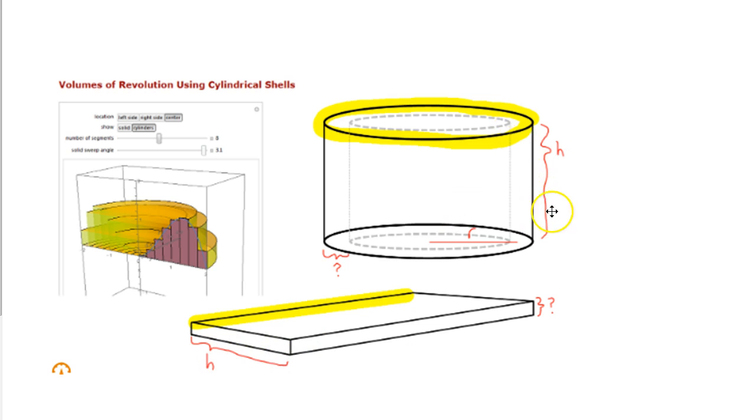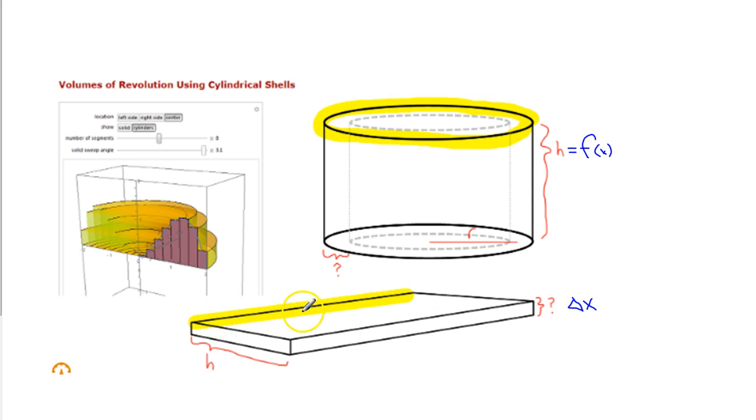Well, the H, the height, that's the easy one here. If I'm looking at this one right here going around, H is given by the function itself. So this time, instead of H being the delta x, this time H is given by the function. So H is f of x this time. The question mark here, that's the little tiny gap at the bottom of these things. Well, that's going to be given by our delta x.